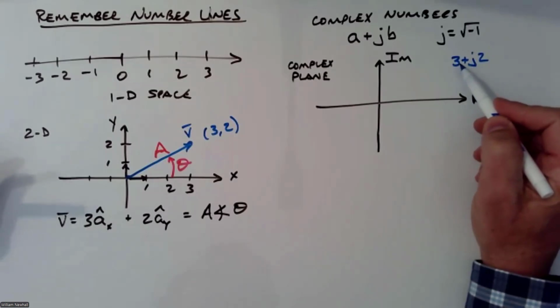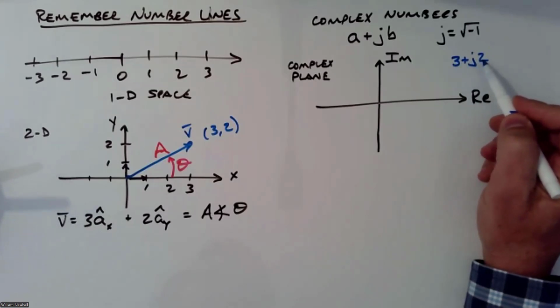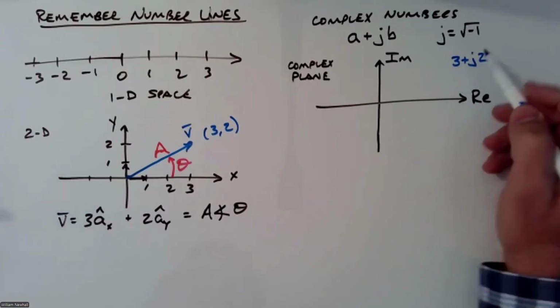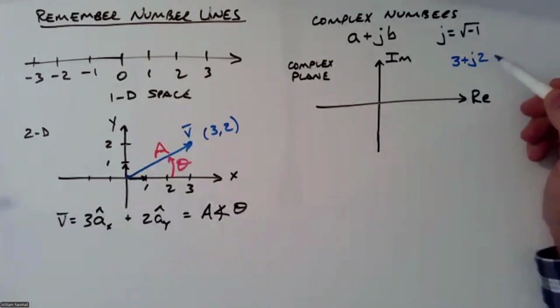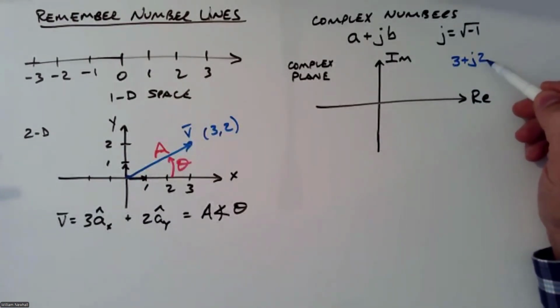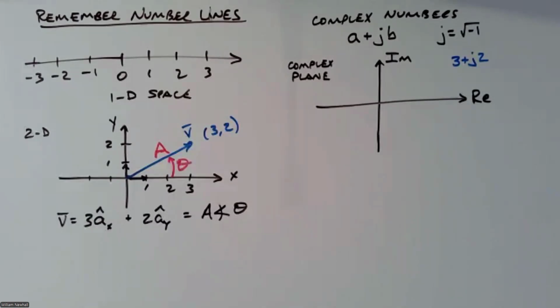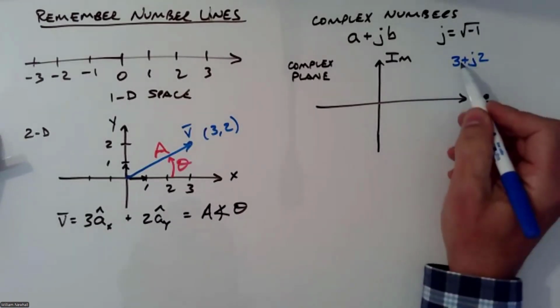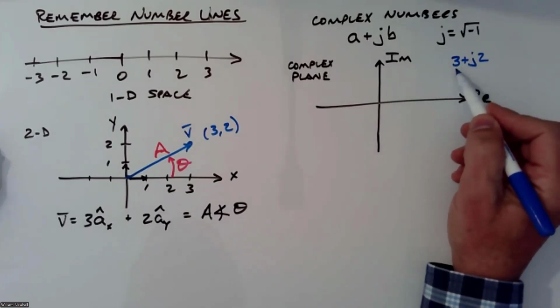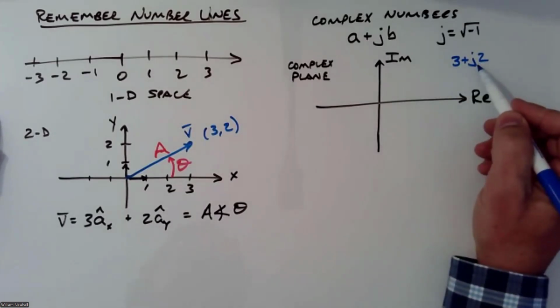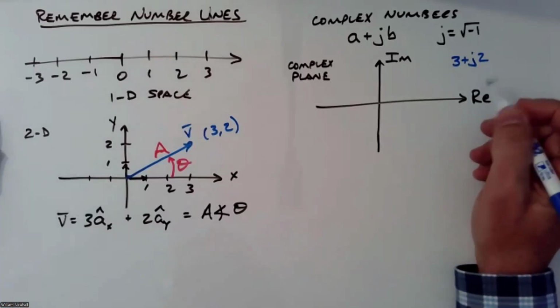Some people might, in physics, write 3 plus 2I, right? It means the same thing. Oftentimes, I put the J first. You can put the J second. You can call this 2J or J2. Doesn't matter. I'm just used to putting the J up front so I can recognize the complex part of the number. But this complex number has a real part, 3, and an imaginary part, J2.